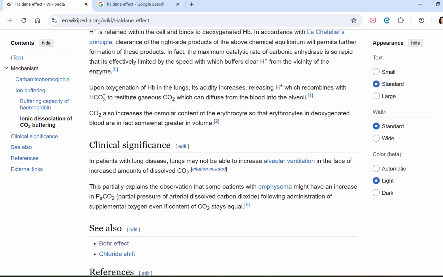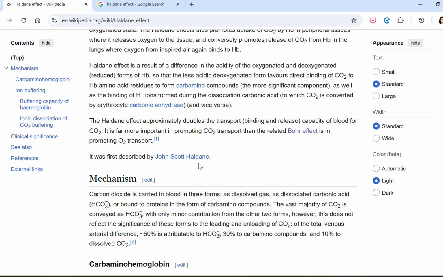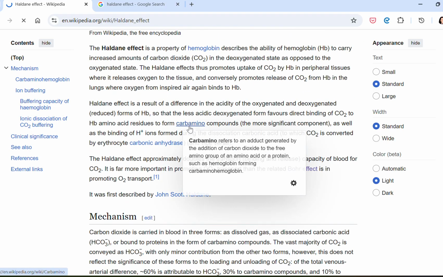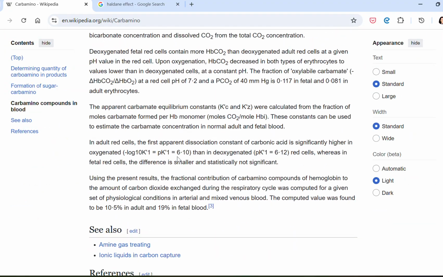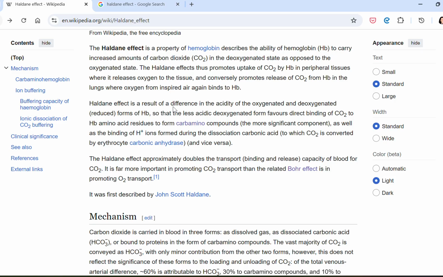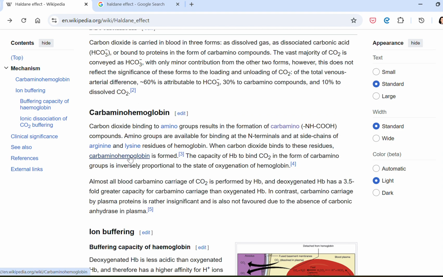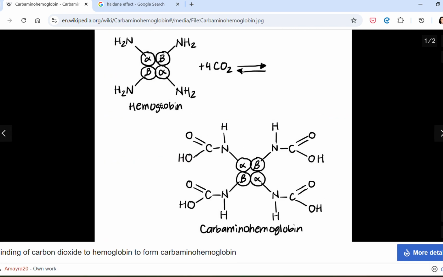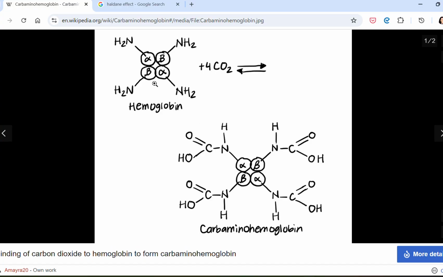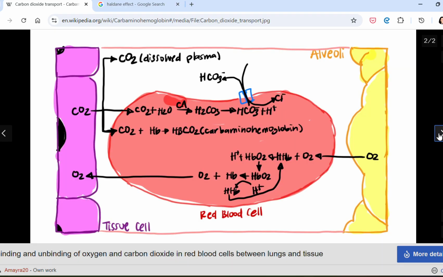So we should have a picture of it. Carbamino compound. Yeah, a very nice description. This is the hemoglobin. It has the amino groups. Carbon dioxide binds to these amino groups. This is called carbaminohemoglobin. It doesn't bind to the iron, but it binds to the amino groups. It forms a different structure.